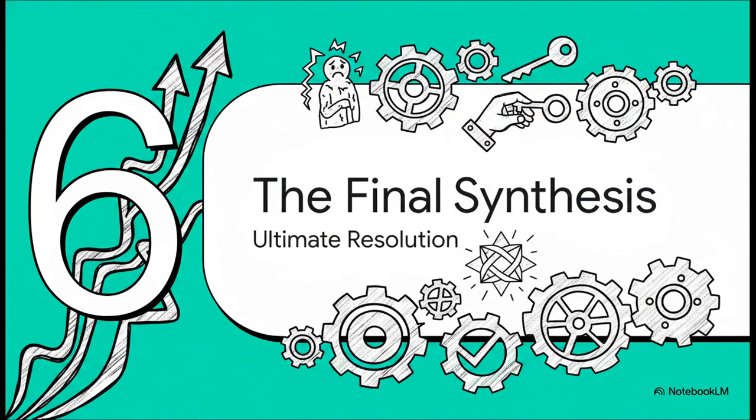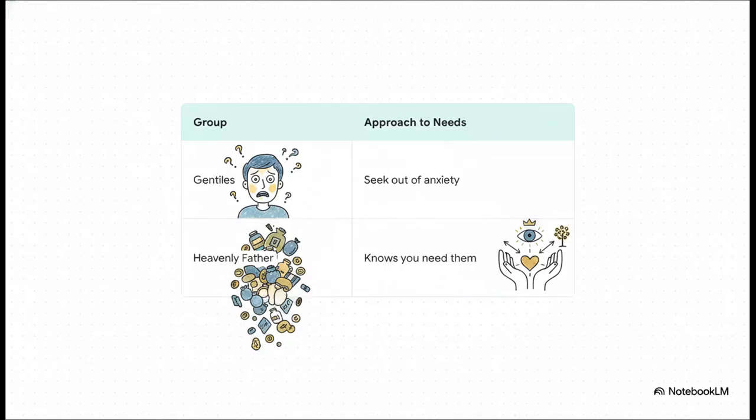Section 6. The final synthesis, the ultimate resolution. Before the final command, the text offers one last piece of substantiation. It contrasts two groups. The Gentiles, who represent those outside the covenant, anxiously seek after material things because they just don't have the assurance of a provider. But you have a heavenly Father who is completely aware of your needs. He has the ability, he has the will, and, crucially, he has the exact knowledge of what you require.